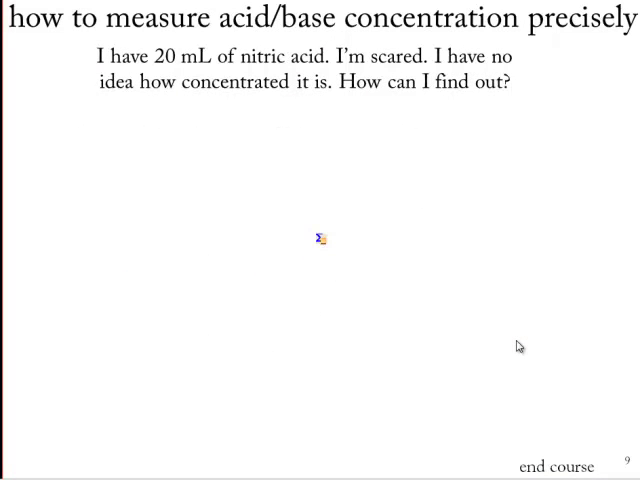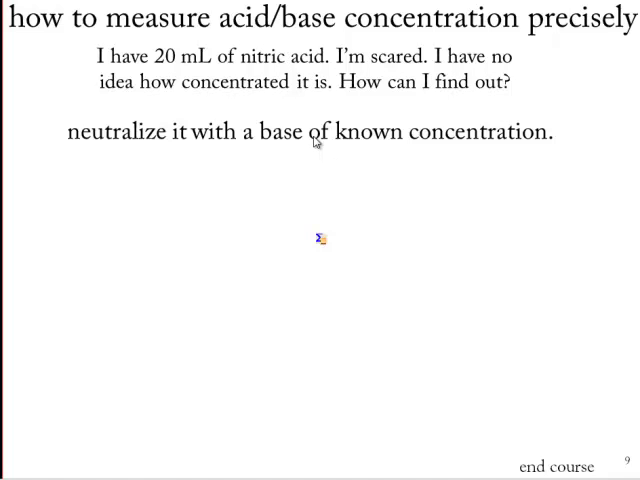Alright, so suppose you have 20 mL of nitric acid laying around on the ground. Yikes. I'd be scared too. That stuff dissolves metals, or reacts with metals. You have no idea how concentrated it is. How do you find out? Easy. Neutralize it with a base of known concentration.